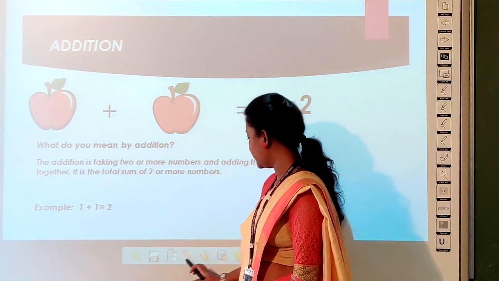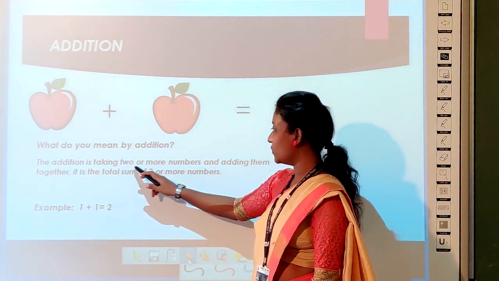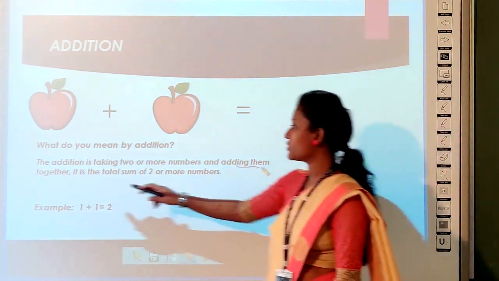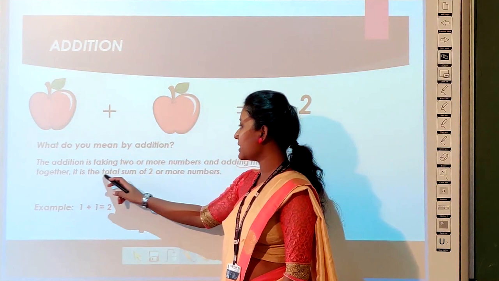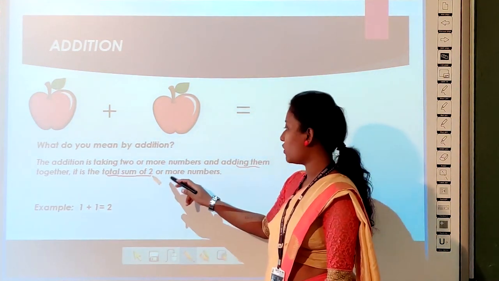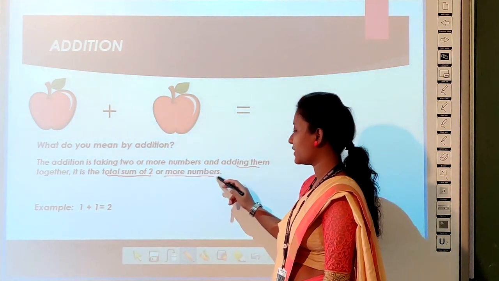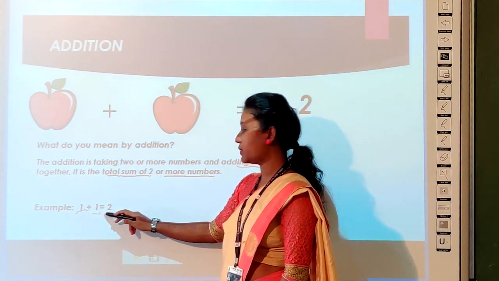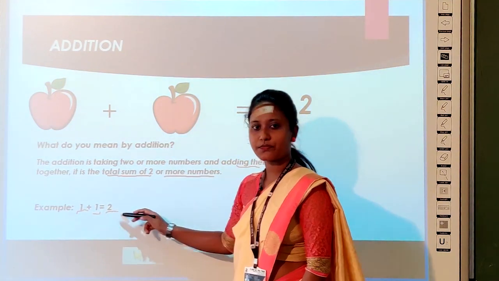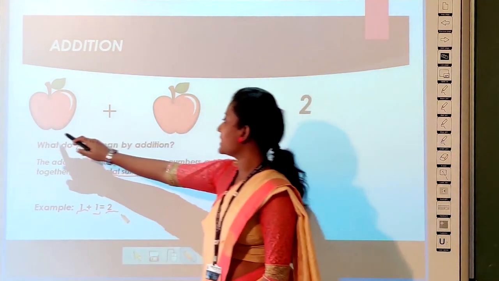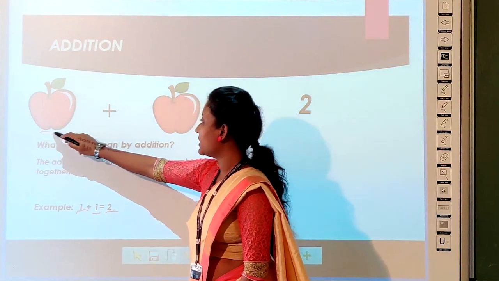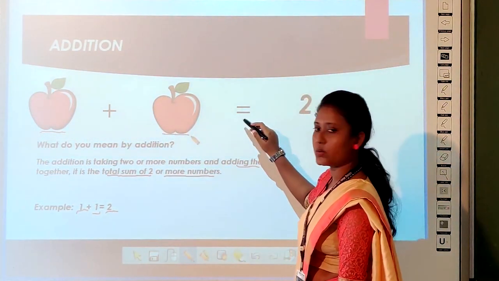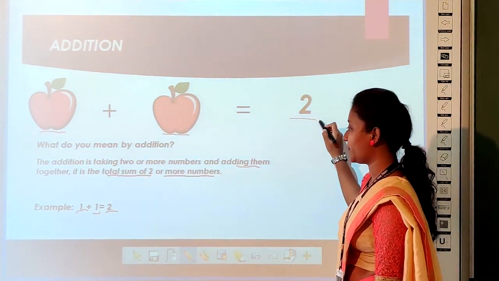Addition is taking two or more numbers and adding them together. It is the total sum of two or more numbers. For example, 1 plus 1 is equal to 2. You can see on the left, 1 apple, and on the right, 1 apple. So 1 apple plus 1 apple is equal to 2.